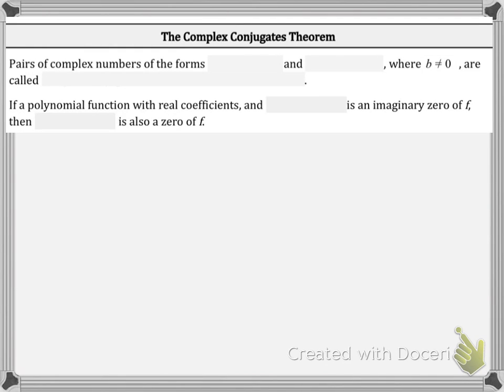Now in this section, let's look at the complex conjugates theorem. It's very similar to the irrational conjugates theorem. What this says is pairs of complex numbers of the forms a plus bi and a minus bi, where b is not 0, are called complex conjugates. So conjugates are where they're the same terms but opposite signs in the center. So we have a plus bi and then a minus bi.